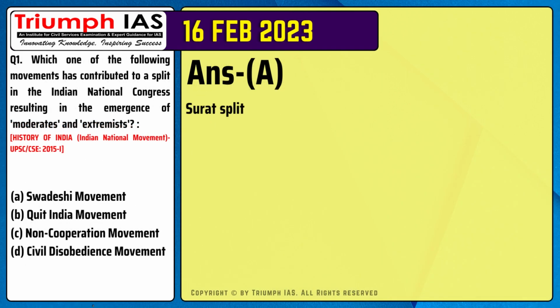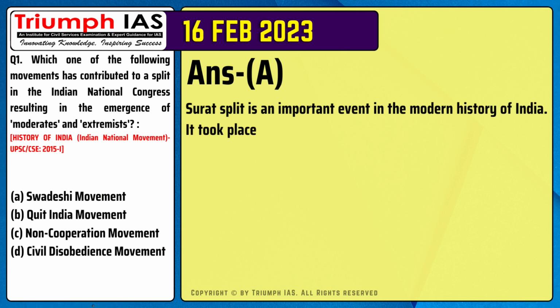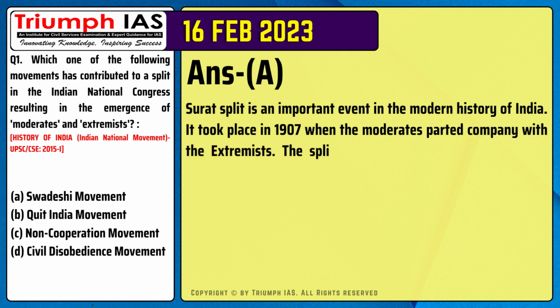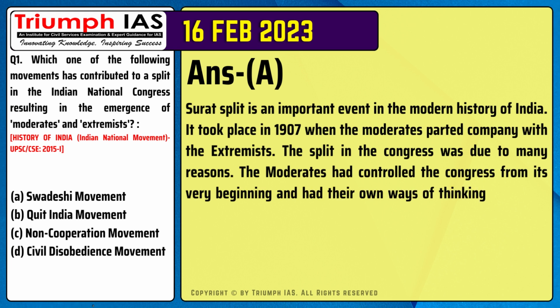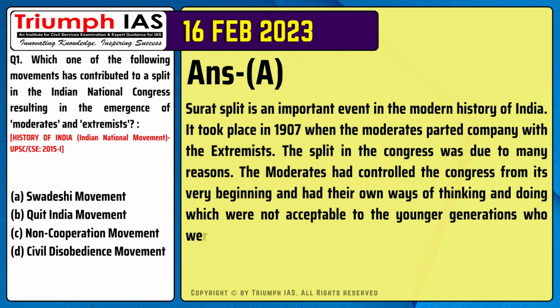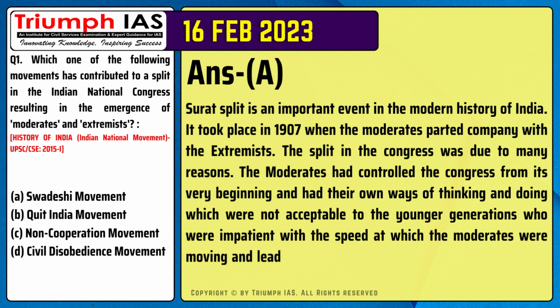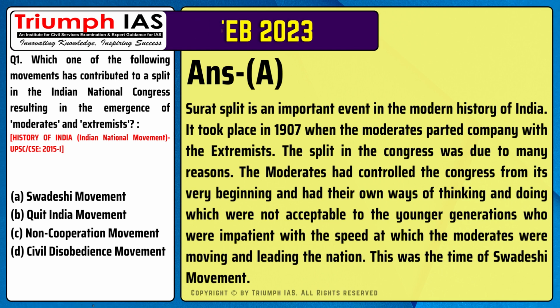The answer is A. Surat Split is an important event in the modern history of India. It took place in 1907 when the moderates parted company with the extremists. The split in the Congress was due to many reasons. The moderates had controlled the Congress from its very beginning and had their own ways of thinking and doing which were not acceptable to the younger generations who were impatient with the speed at which the moderates were moving and leading the nation. This was the time of Swadeshi movement.